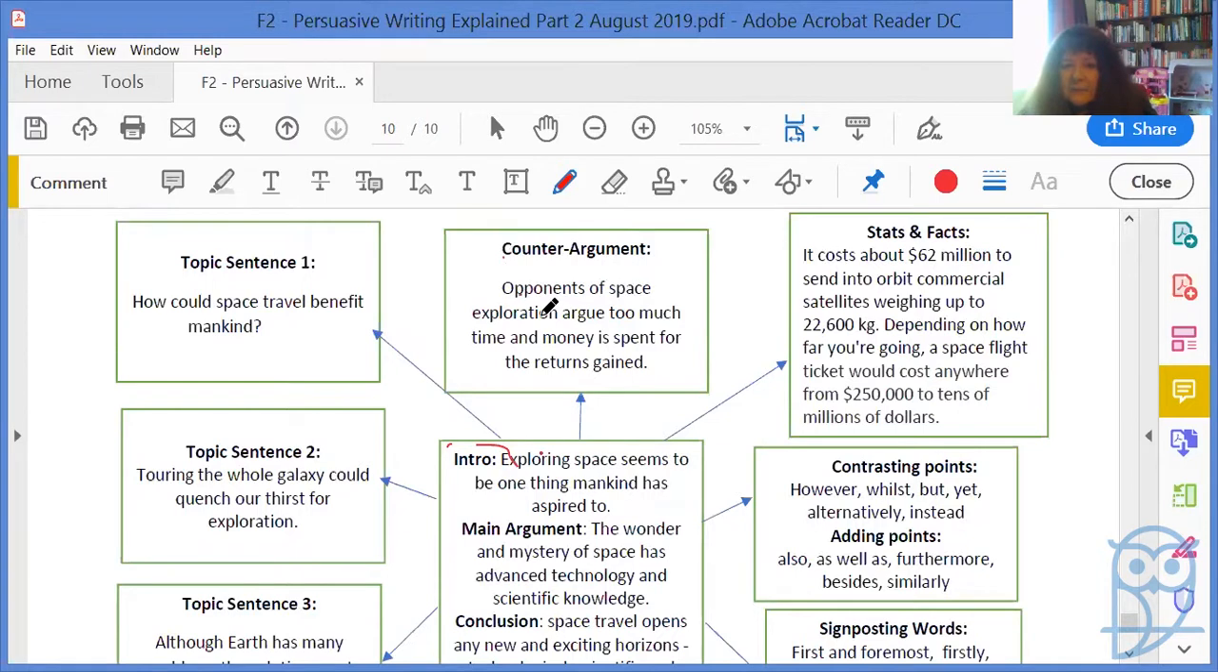Opponents of space exploration argue too much time and money is spent for the returns gained. Okay, people say it's a waste of money. Why don't we solve the problems of starvation, homelessness, and all that stuff first? So you have to get that in there and explain why not.